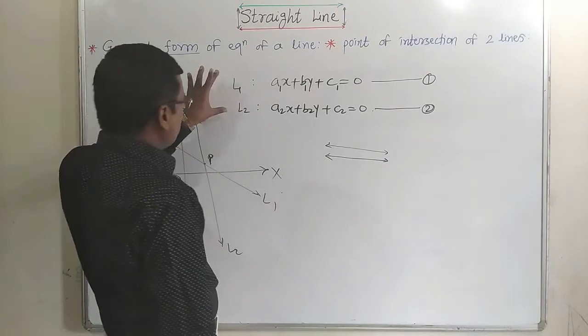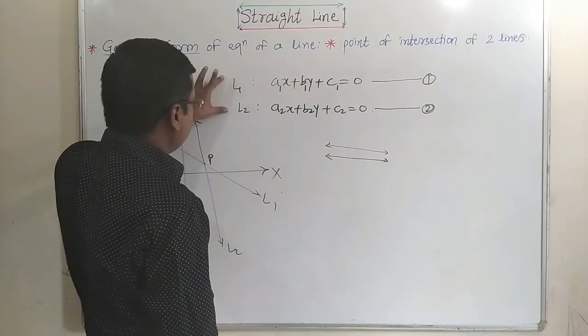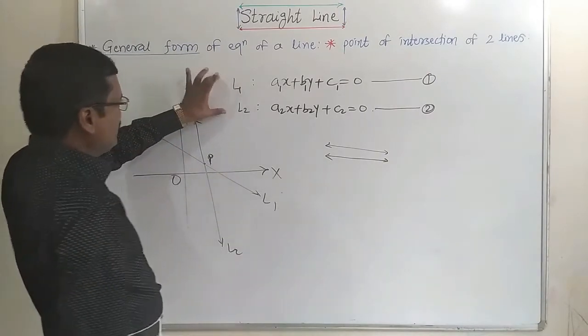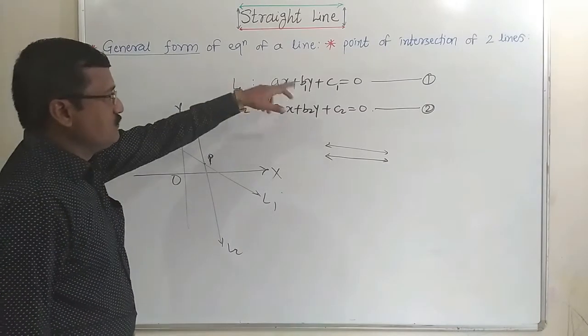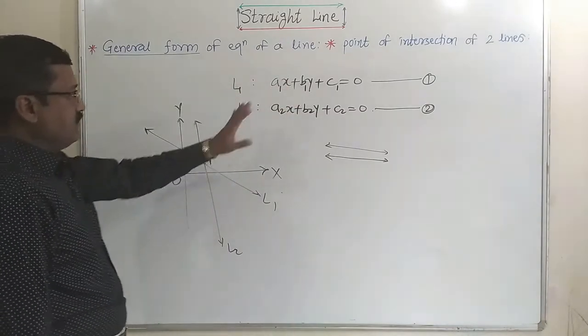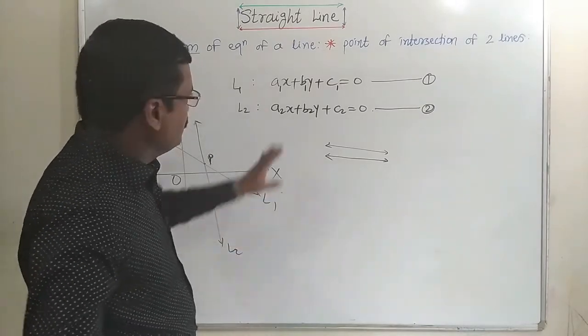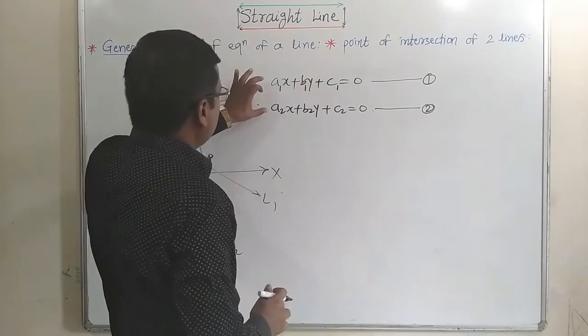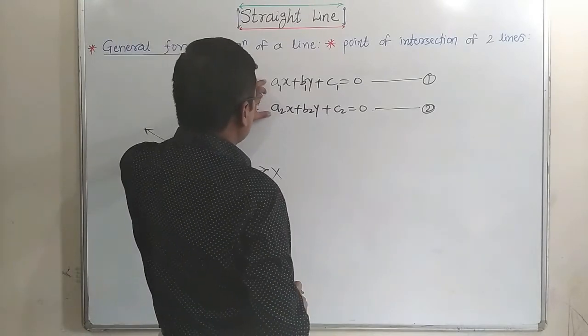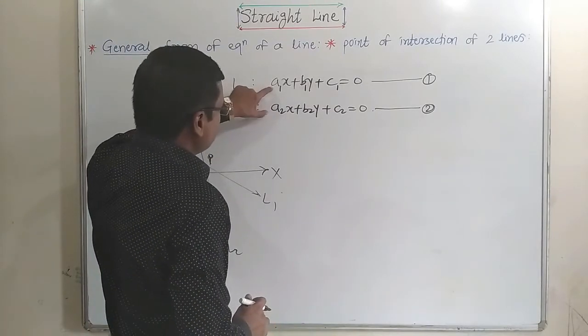So suppose these two lines are not parallel lines or coincident lines, then the point of intersection of these two lines can be obtained by solving these two equations simultaneously. So let us theoretically solve these two equations simultaneously. What to do to obtain the solution of these two equations? Multiply this by a2 and this by a1.